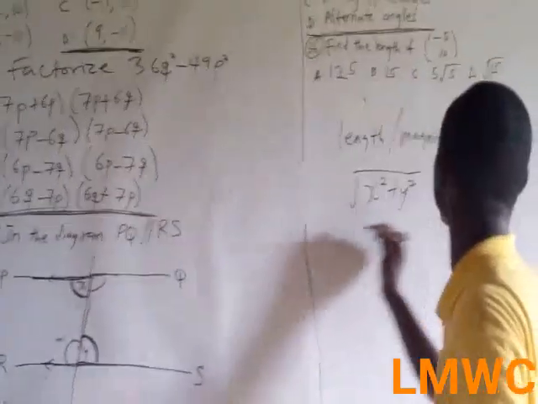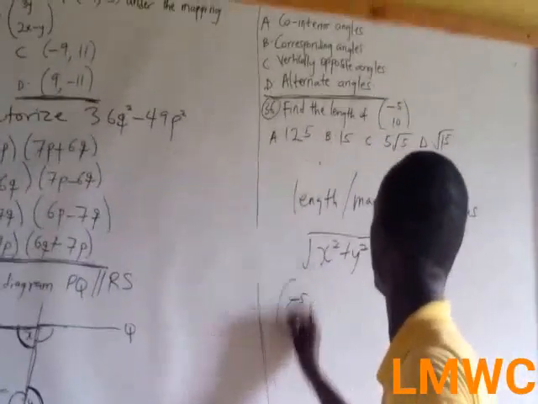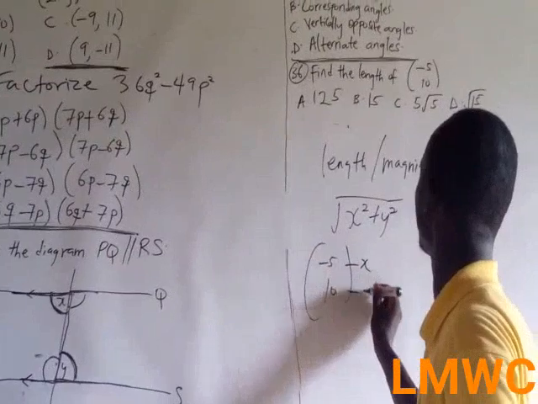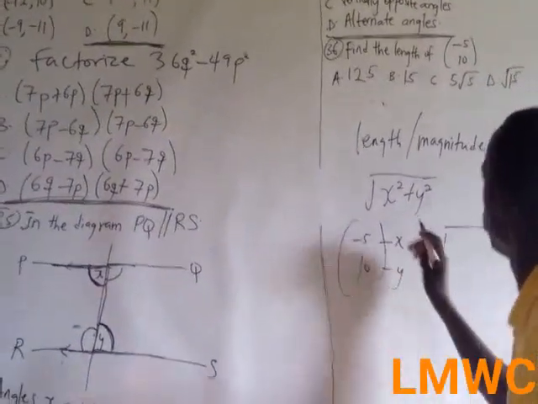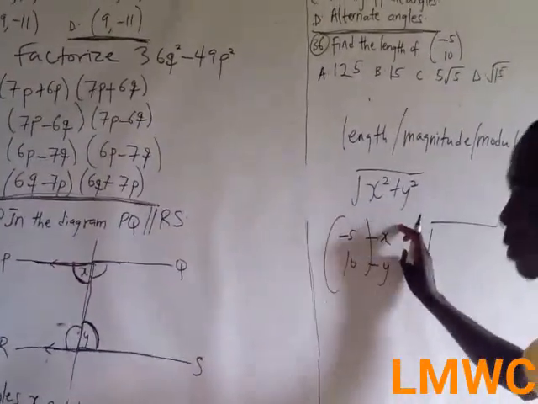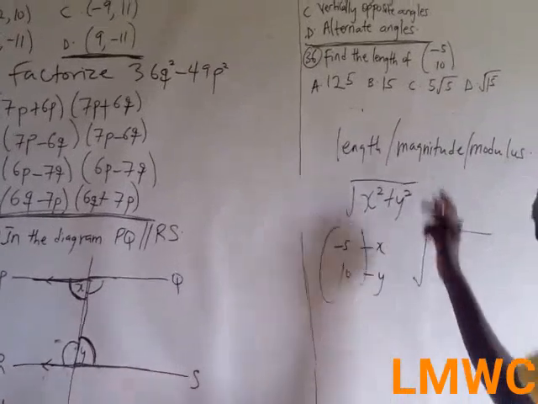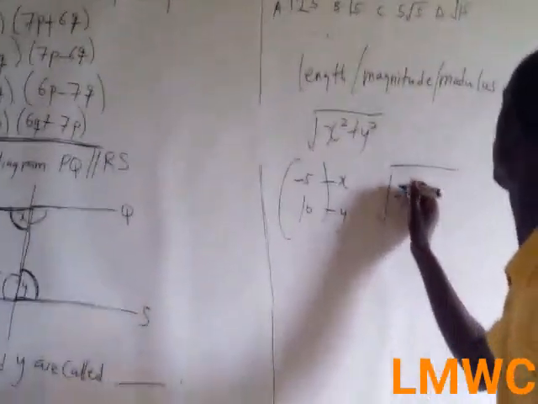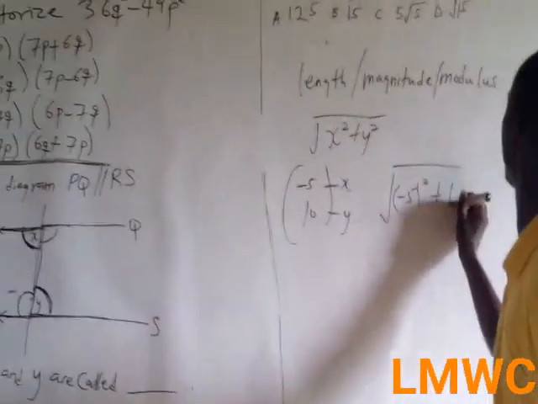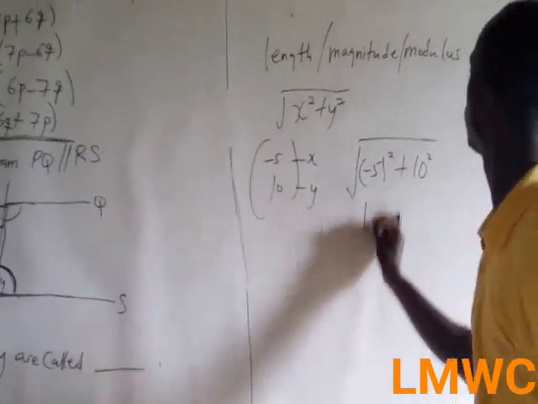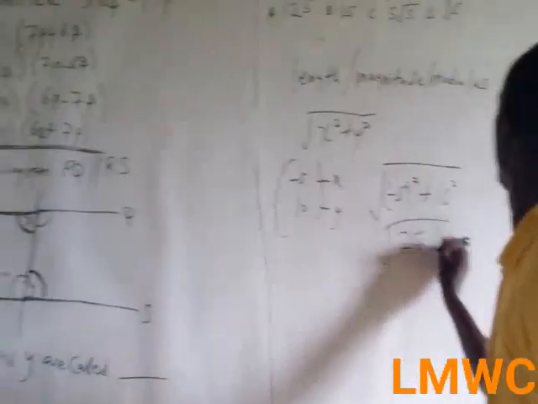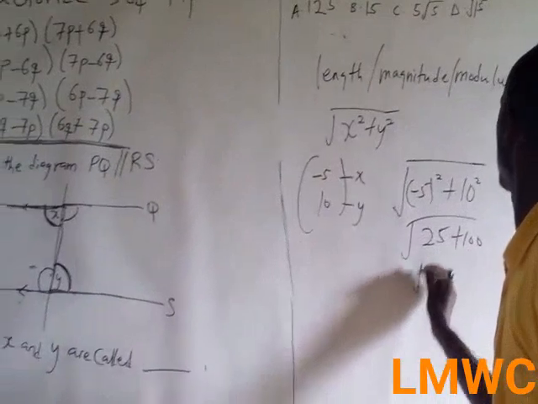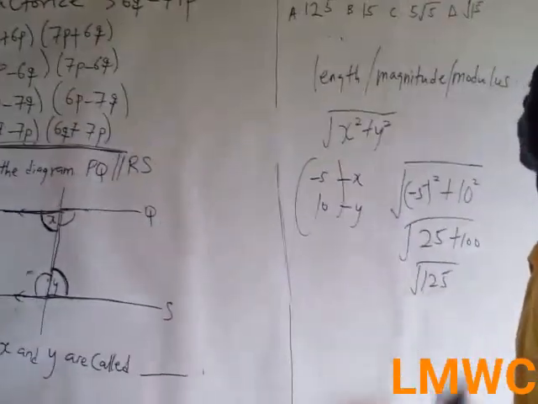So what is x? You are given negative 5, 10. This is x and this is y. So you eliminate the brackets and substitute x and y into the formula. So it becomes the square root of negative 5 squared plus 10 squared. So we have 25 plus 100, so the square root of 125.